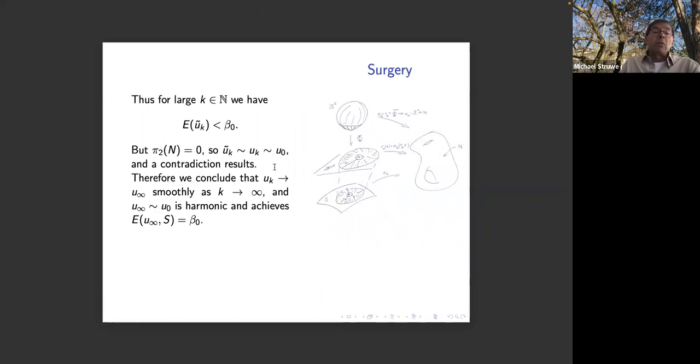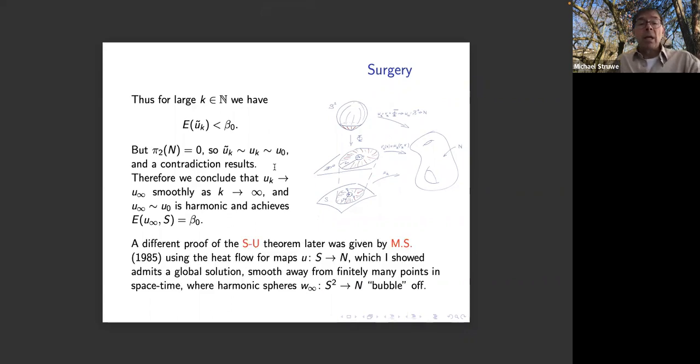A contradiction results, and that shows that bubbling is impossible, and we're left with compactness. The minimizers for the alpha energy converge to a smooth harmonic map as k tends to infinity, and the limit is homotopic to u_0, is harmonic, and achieves the infimum of the energy, beta_0.